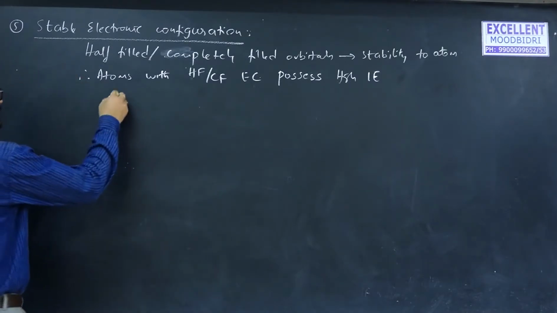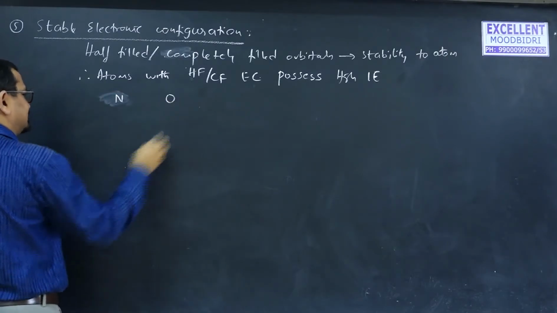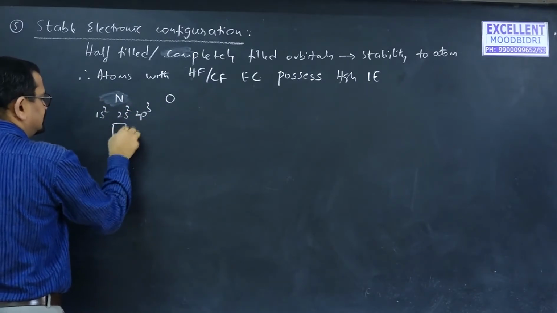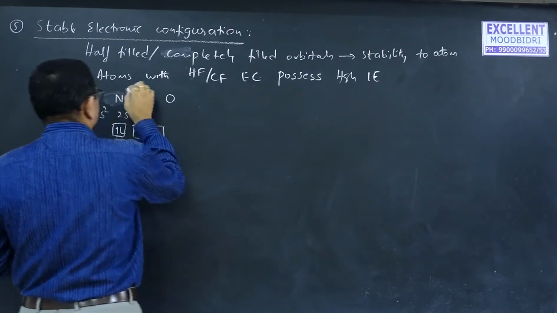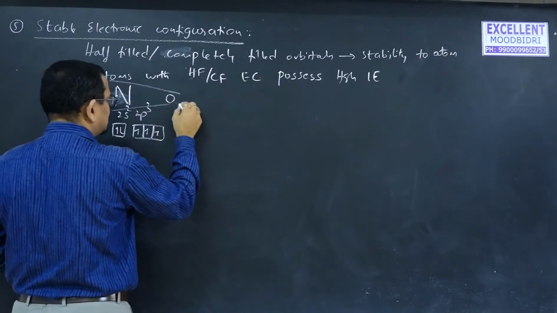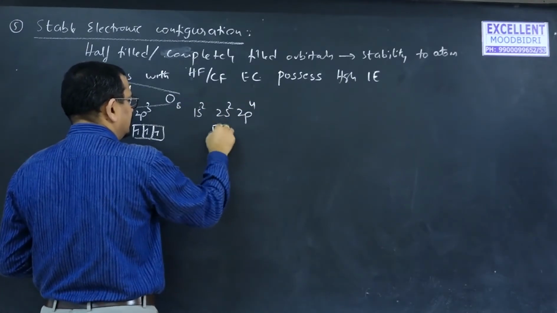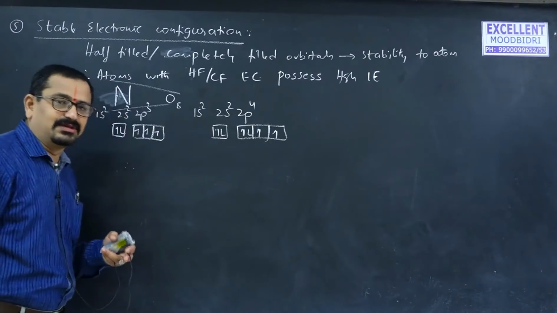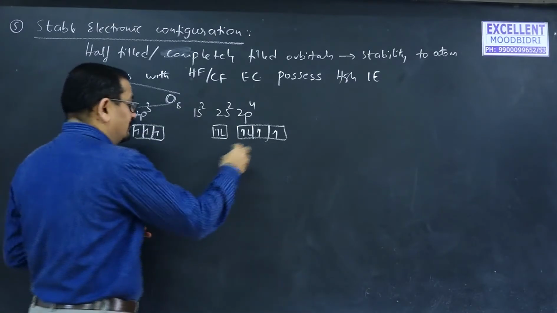For example, consider nitrogen and oxygen. Nitrogen's electronic configuration is 1s2, 2s2, 2p3. This is a half filled electronic configuration, and actually nitrogen is larger in size than oxygen. Oxygen, atomic number 8, has the configuration 1s2, 2s2, 2p4. This does not have any stable half filled electronic configuration.